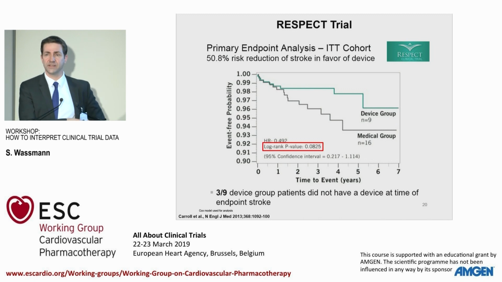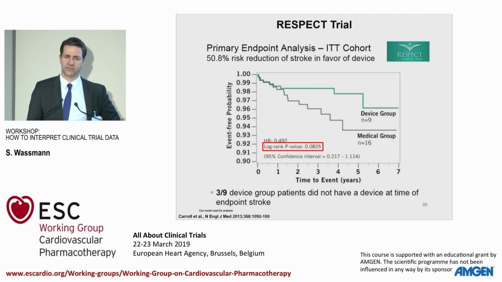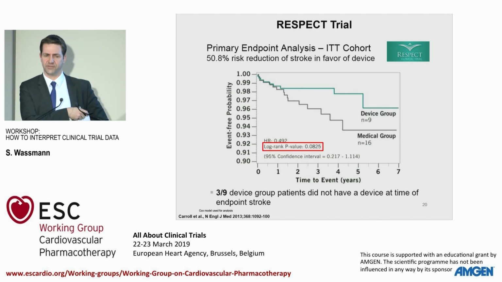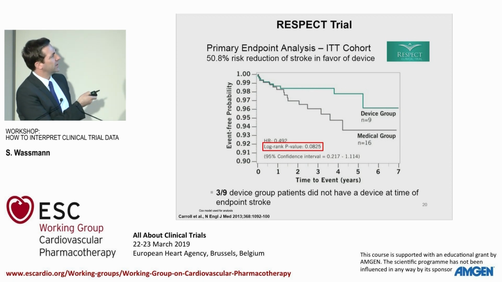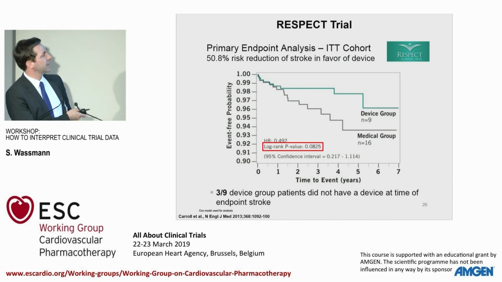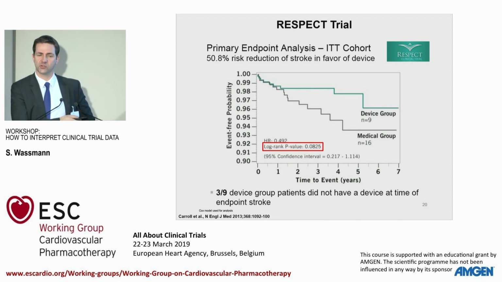Okay, now here's the intention to treat analysis of this trial. You can see here the device group up here and the medical group down here, and you see quite a difference here. Relative risk reduction 50%. You see the very small numbers, keep that in mind. So the event rate is very low. Okay, it's a rare event to have a second stroke. And then you see the p-value 0.08. So what is your interpretation?